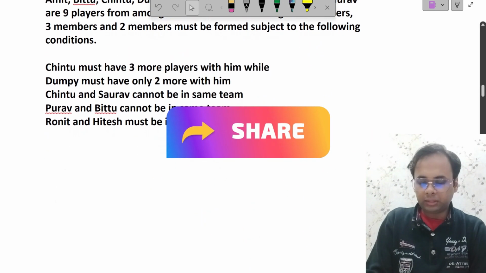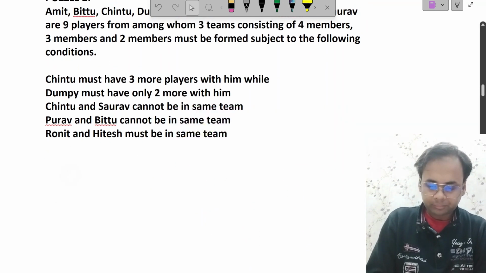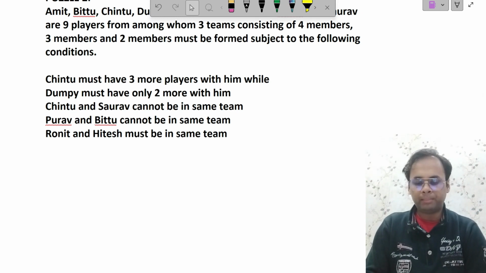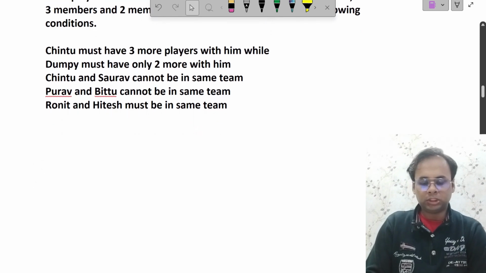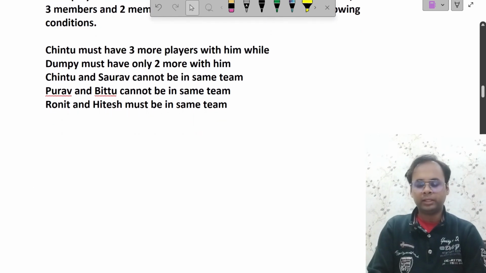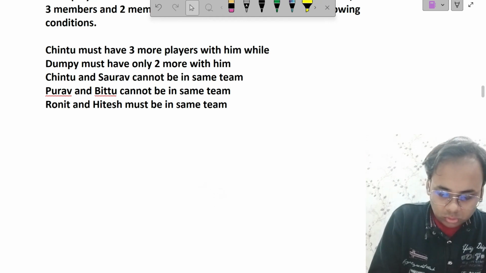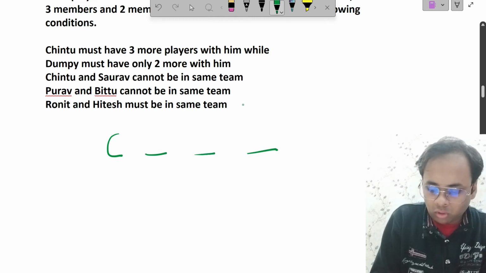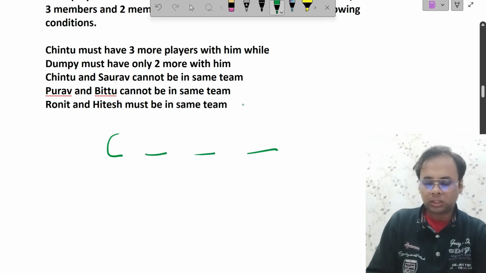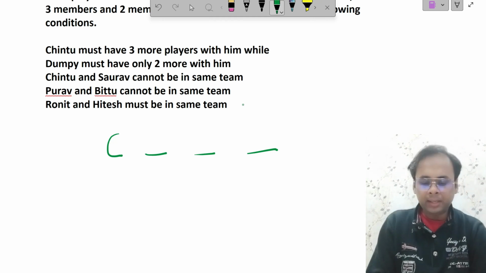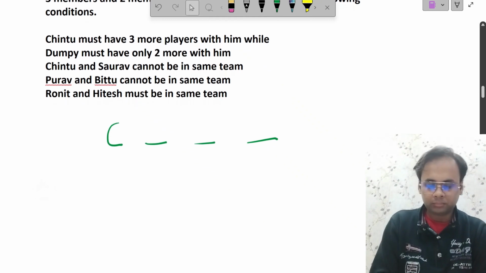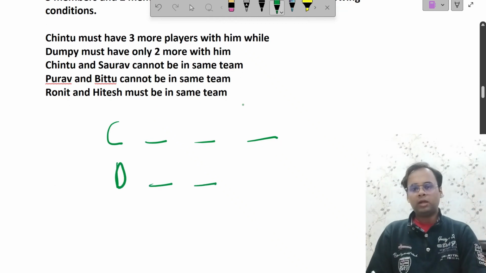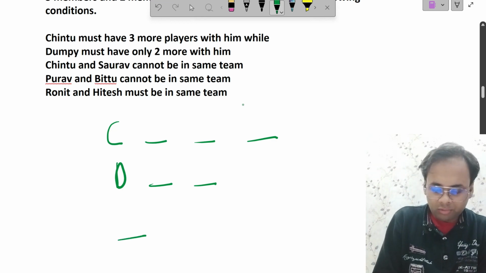So there are 3 teams basically. First team would have 4 members, second team 3 members and third team would have 2 members. And there are certain conditions like Chintu must have 3 more players with him. So let us mark Chintu with C. Chintu would have 3 more players with him, so it means it is a 4-member team. Then Dumpy must have only 2 more with him. So that is a 3-member team and only the next team is remaining which will have 2 members.